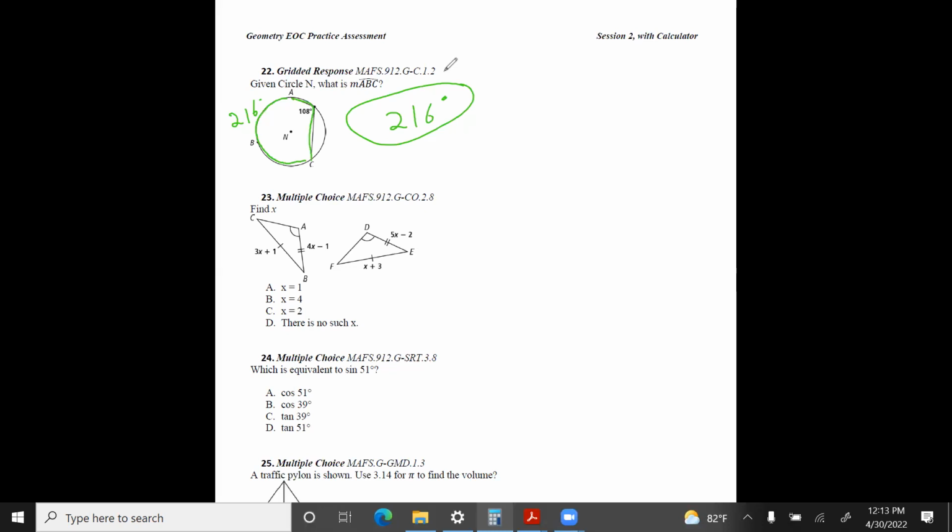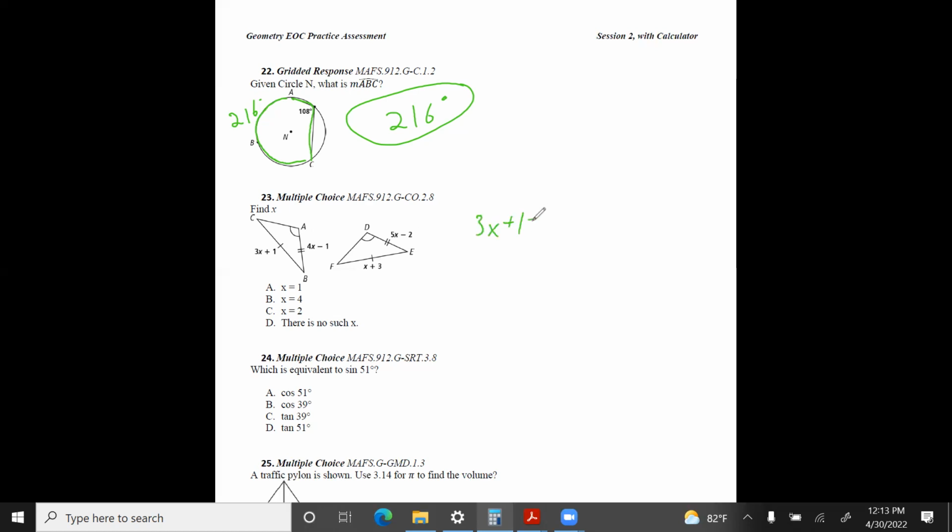On 23, it says find x. Well, on this one, they give us enough information to first tell that these two figures are congruent, I believe. Let me double check. Two sides. All right, we don't know for sure that the triangles are congruent, but they did have congruency marks labeled here. So we can set it up so that the congruent parts are equal.